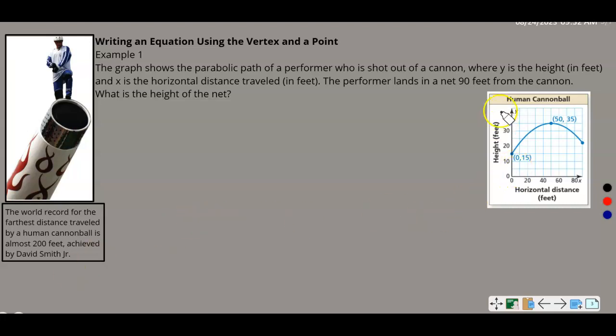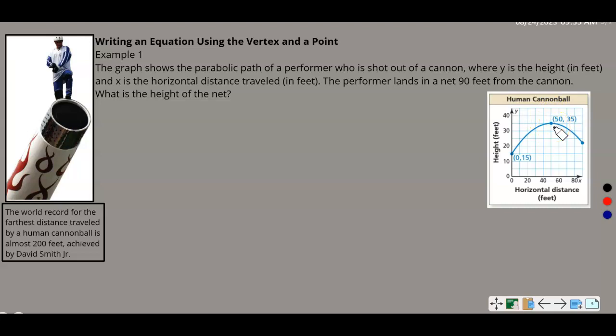If you look here, you can see the graph. So this is a human cannonball. Not sure why anyone wants to be shot out of a cannon, but anyways. We have the horizontal distance in feet and the height in feet, and you can see that trajectory right here. They give us 2 points, (0, 15) and (50, 35). We can see that (50, 35) is the vertex of this parabola.